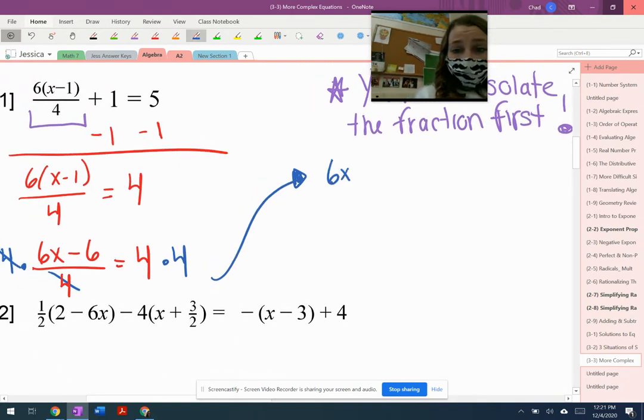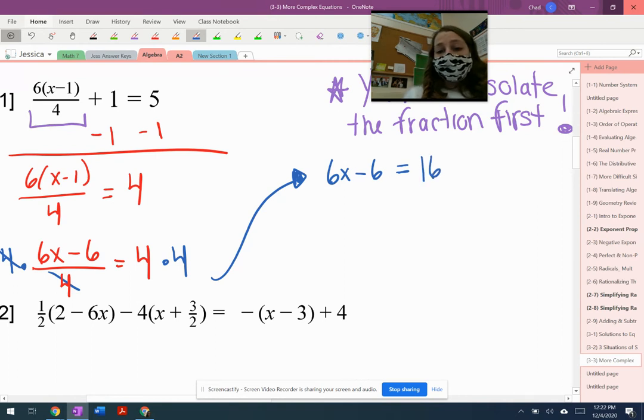So I now have 6x minus 6, which is what I wanted. I wanted to get rid of that giant fraction, is equal to 4 times 4 is 16. Go ahead now and just solve that two-step equation. Add your 6 to both sides. 16 plus 6 is 22. Yes. Divide both sides by 6.